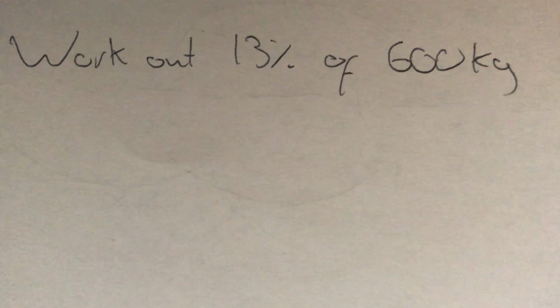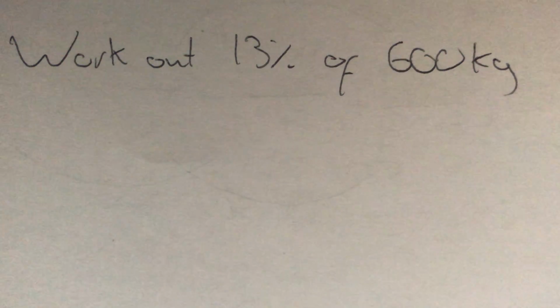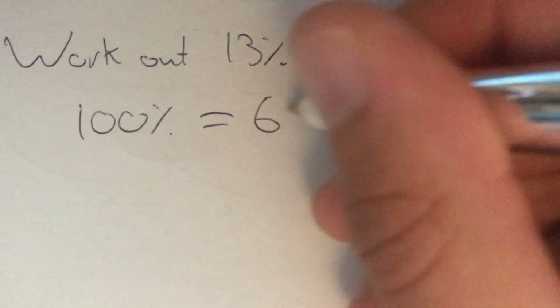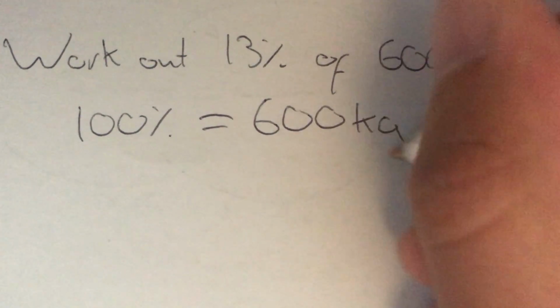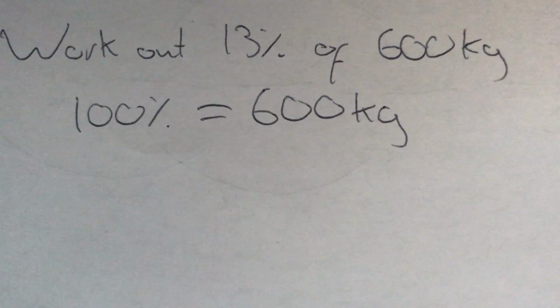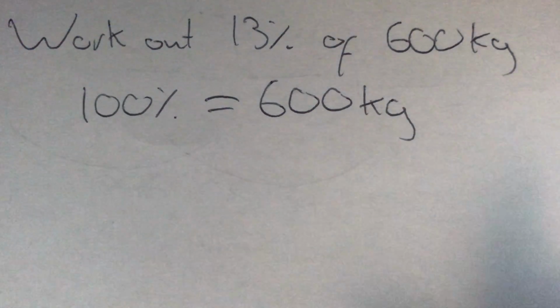So we're asked to work out 13% of 600 kilograms. Well, 100% of our amount is what we start with, so 100% of our amount must be equal to that 600 kilograms. Now to get to 13%, we can first go back to 1% and then multiply by 13 to get up to our 13%. So 1% we find by dividing by 100.